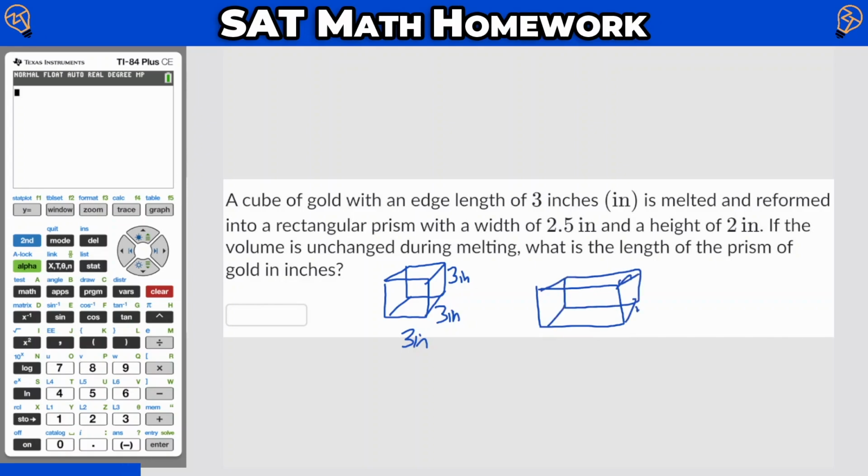And we have the width is 2.5 inches. The height is 2 inches. And they want to figure out what's the length if the volume remains unchanged. Now there's two ways to obtain the formula for volume of a cube as well as a rectangular prism.